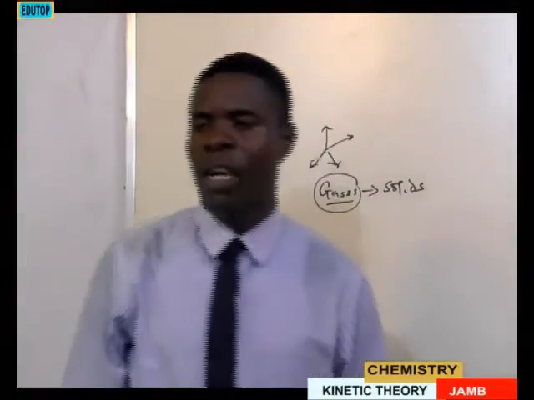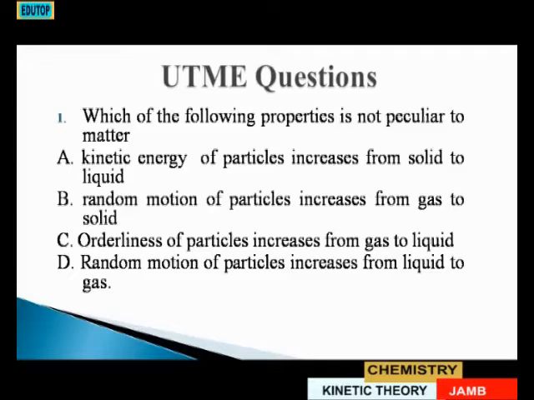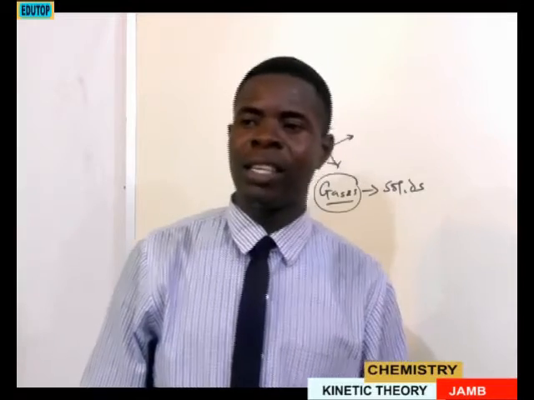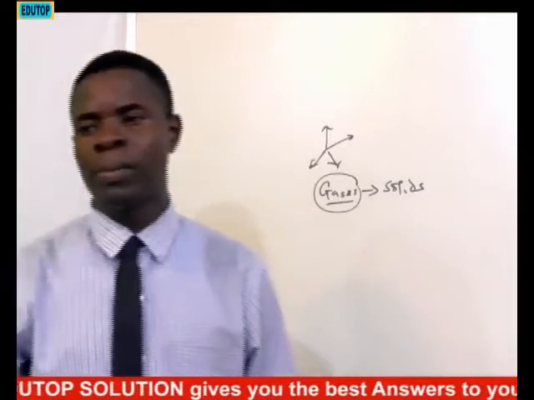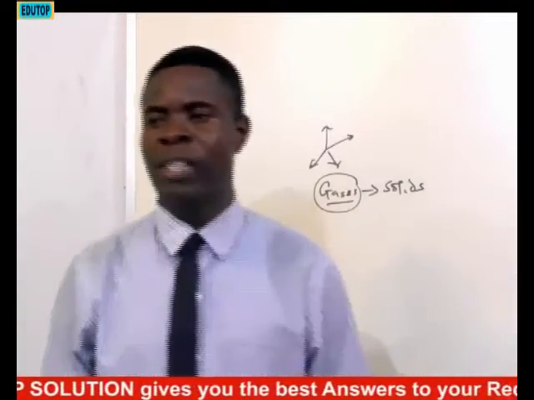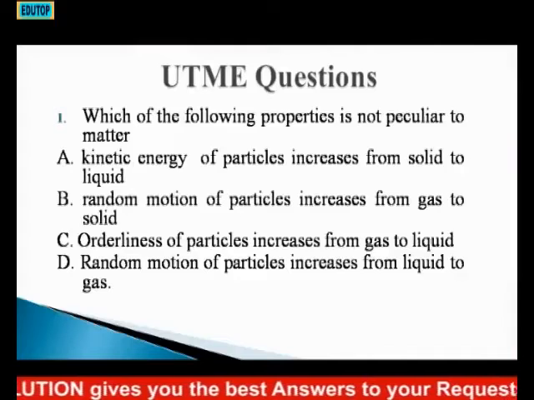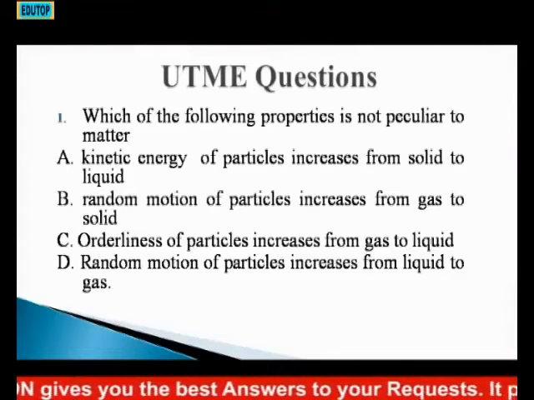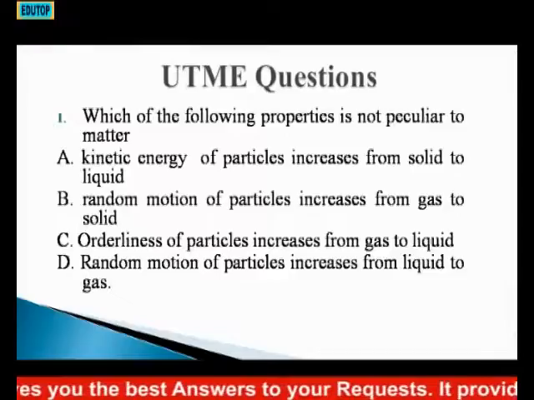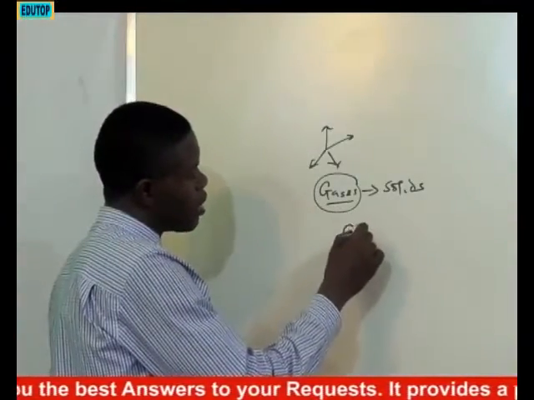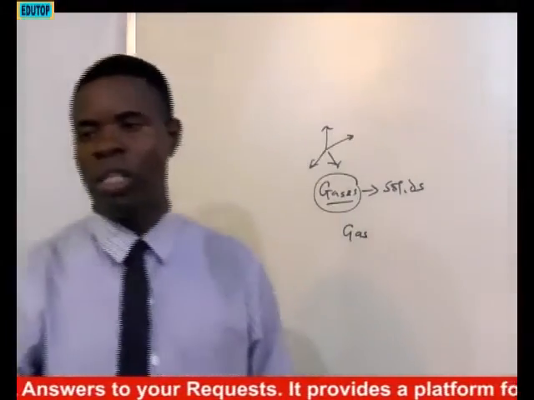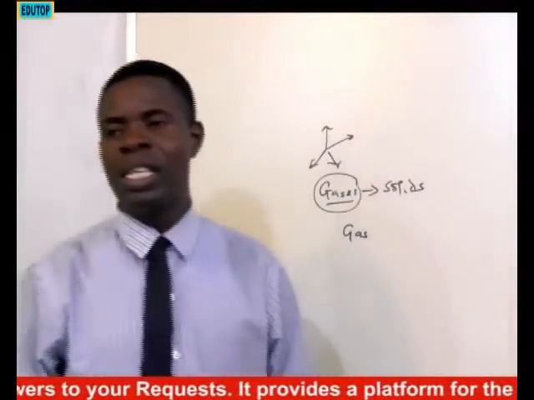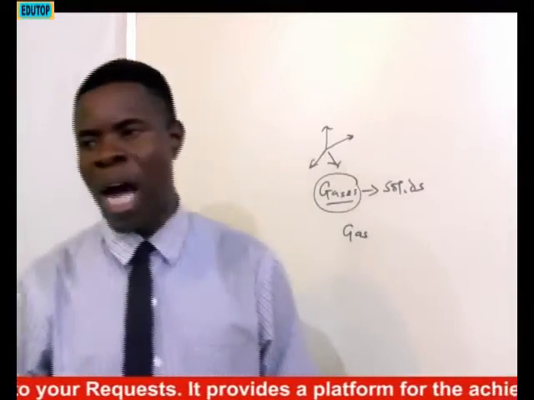So let's see option C. Orderliness of particles increases from gas to liquid. That is correct, because the orderliness is more effective in liquid than what? Gas. So C option is also correct. D. Random motion of particles increases from liquid to gas. That is true, because in the gaseous state, the molecules are more random than in the liquid state or solid state. So in that situation, that means the answer to that question number 1 is B.